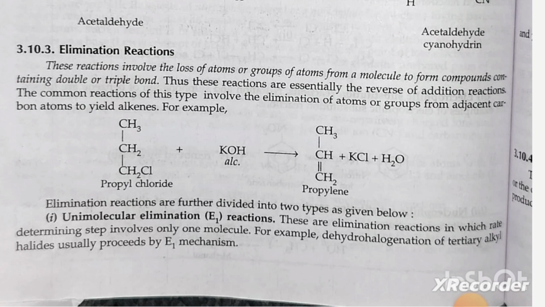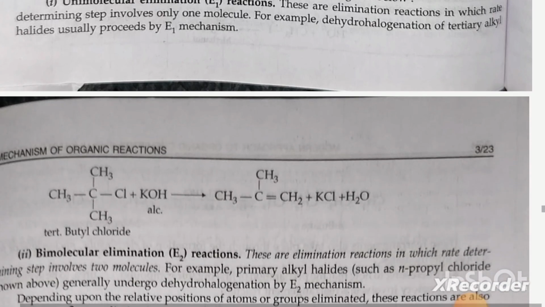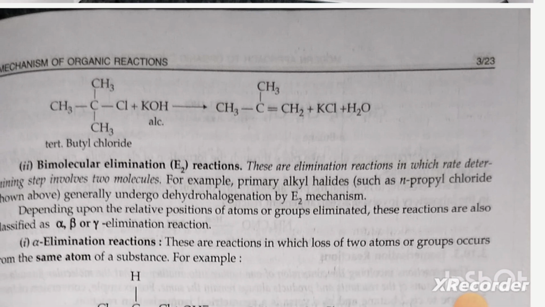Elimination reactions are further divided into two types as given below. First, unimolecular elimination reaction. These are elimination reactions in which the rate determining step involves only one molecule. For example, dehydrohalogenation of tertiary alkyl halide usually proceeds by E1 mechanism. Tertiary butyl chloride plus alcoholic KOH gives rise to CH3–C(CH3)=CH2 plus KCl plus H2O.